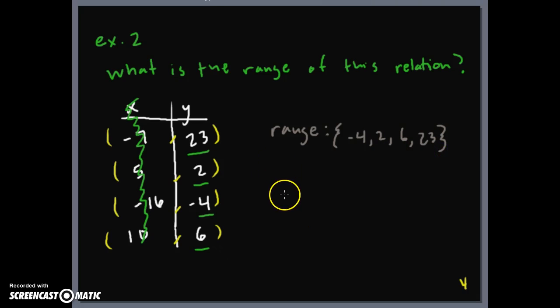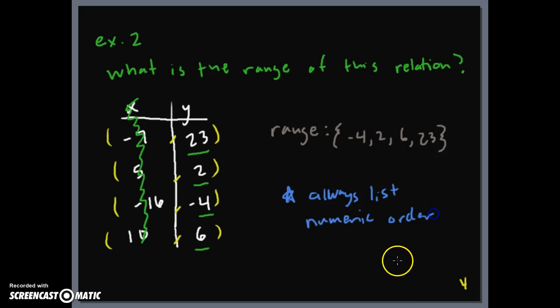And I'm going to go ahead and make a side note right here. This is just to help me remember that when I list the range or the domain, I always have to list in numeric order, so lowest to highest, least to greatest.